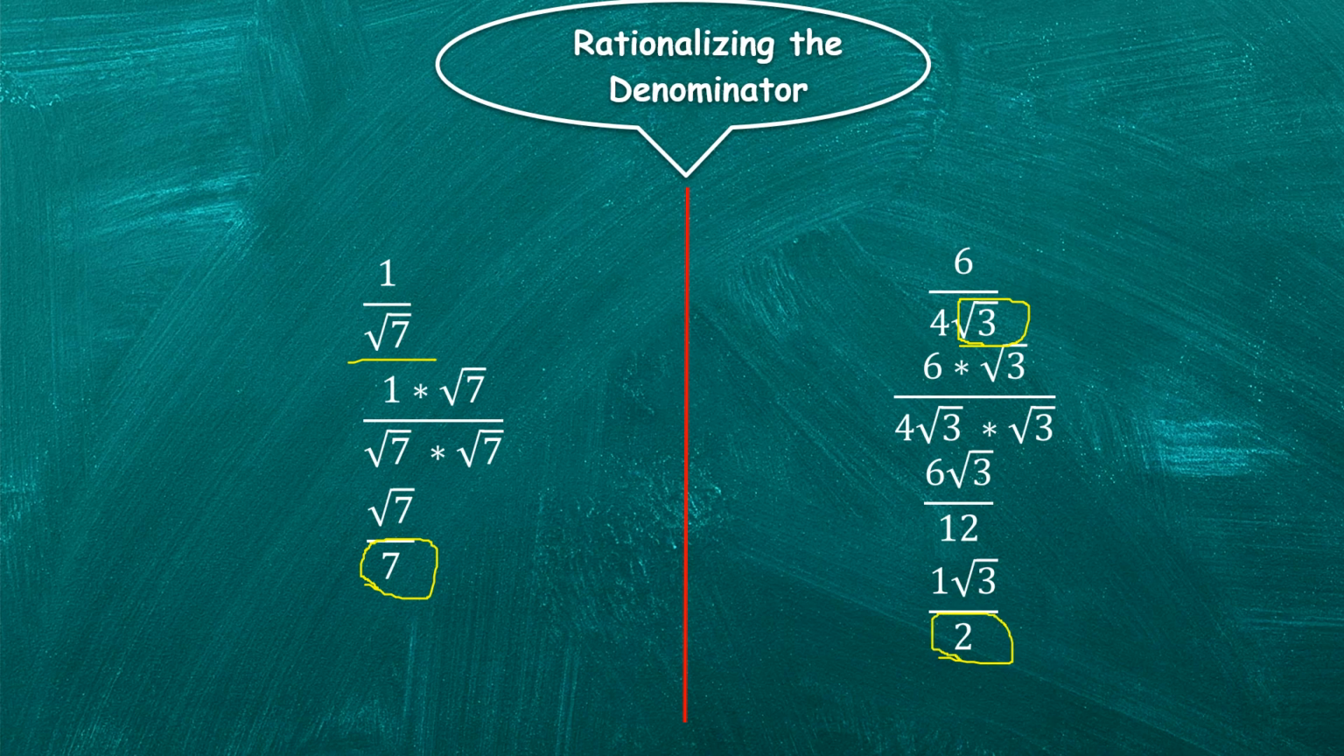So rationalizing the denominator is not that difficult. Just what you have to do is multiply the numerator and denominator with the simplest form of a surd. Please remember, we'll have to multiply with the simplest. Here we haven't multiplied numerator and denominator with 4 root 3. We have multiplied with only root 3.